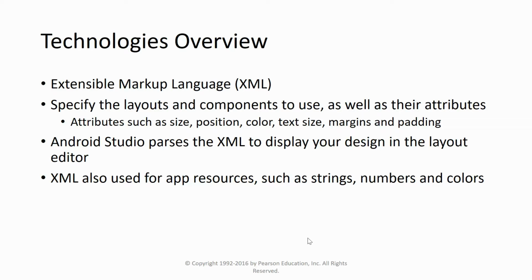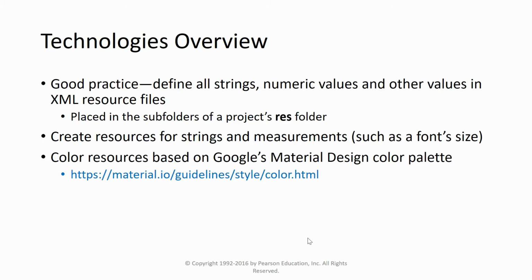It specifies the layout. We're going to specify the layout and components to use, as well as their attributes, such as the size, position, color, text size, margins, and padding. Android Studio parses the XML to display your design in the layout editor. XML is also used for app resources such as strings, numbers, and colors, which we'll see.